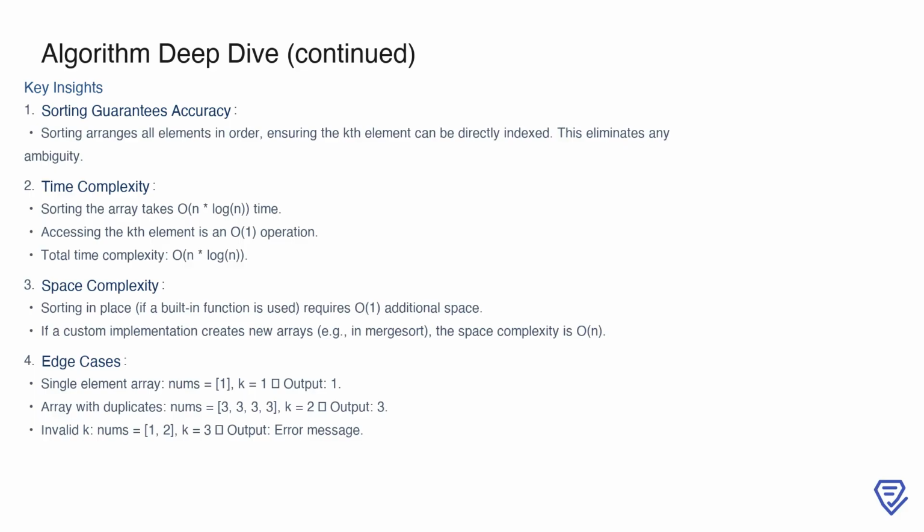If we use an in-place sorting method, the additional space required is O(1). However, algorithms like merge-sort, which create new subarrays, would require O(n) space. Finally, we must consider edge cases.